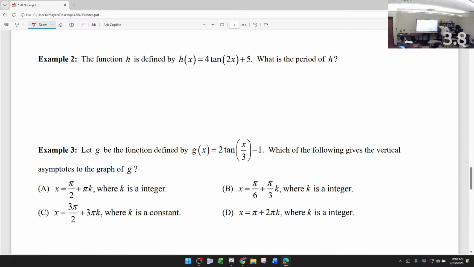Oh, all they want to know on this one is the period. So do I care about what A is? Do I care what C is? Do I care what D is? I care what B is. Fair enough? Because we know the period is pi over B. What is the B value on this one? 2. So the period of this one is pi over 2. Easy peasy lemon squeezy.